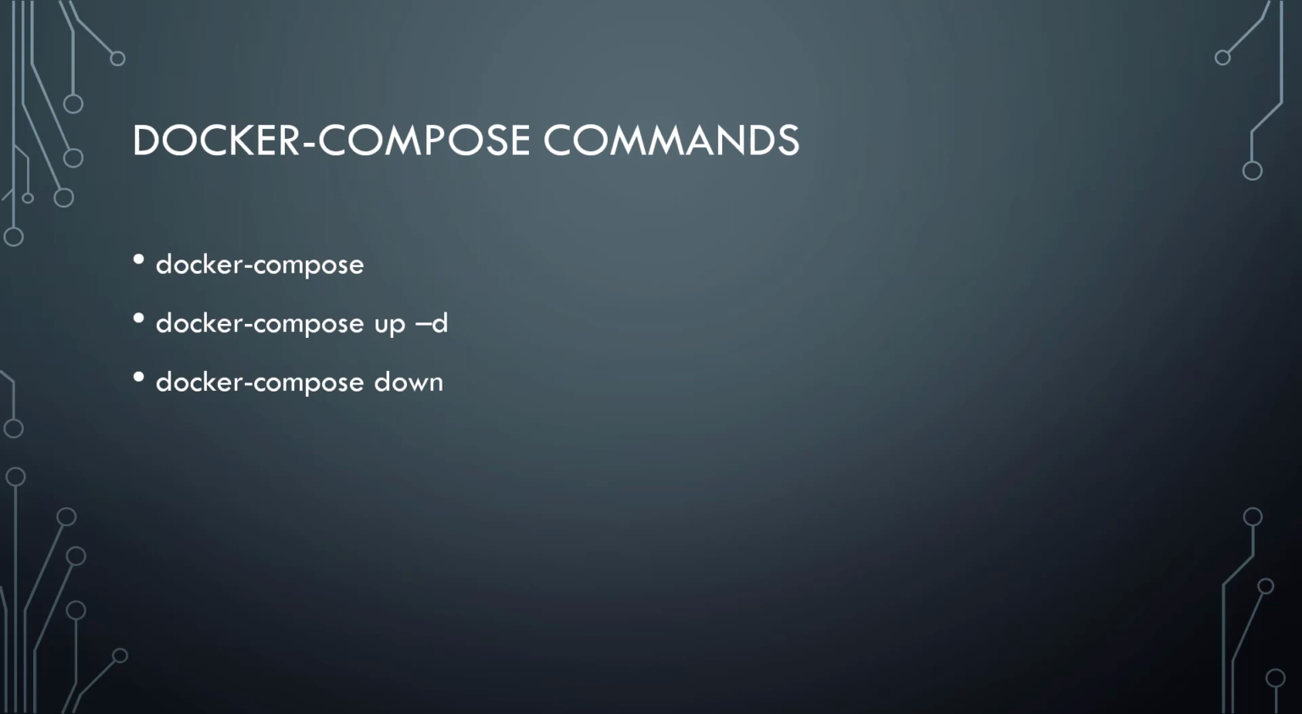And these are the commands you can use. Just use Docker Compose, that will list what options are available. And if you want to build the list of containers that we have defined in the docker-compose.yaml file, you can use Docker Compose up and -d for detached mode so that it will run in the background. And if you want to destroy that, you can use Docker Compose down.